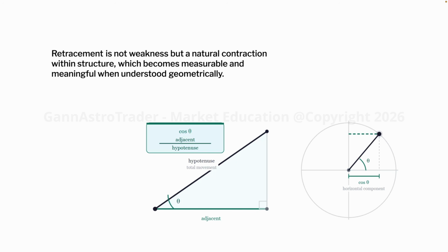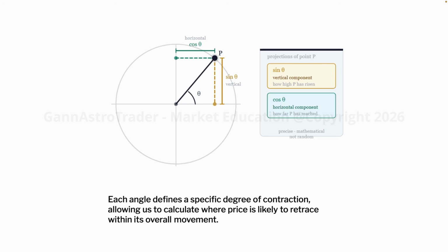Retracement is not weakness. It is contraction within structure. And when contraction is understood geometrically, it becomes measurable, predictable, and meaningful. Each angle produces a different level of contraction, allowing us to calculate where price may naturally retrace within that movement.